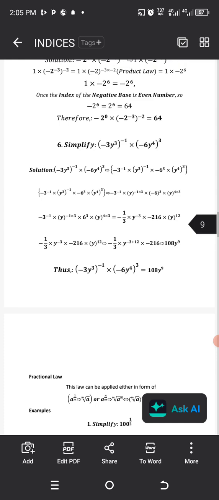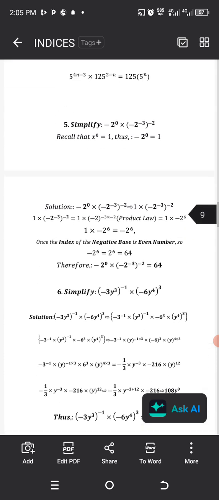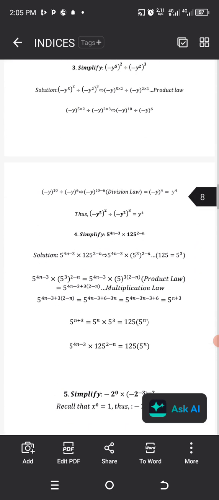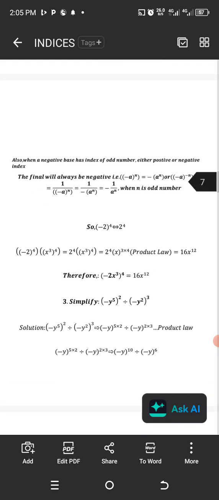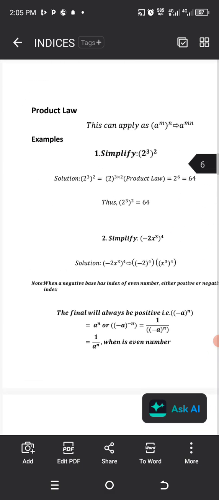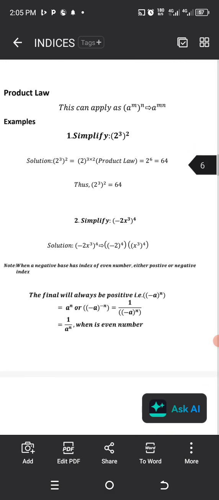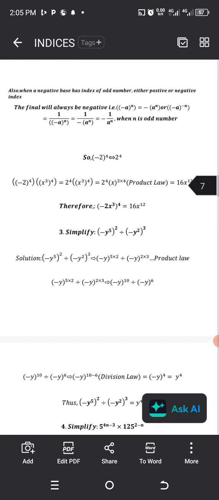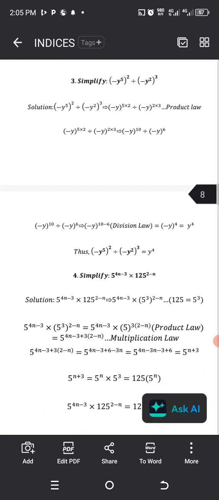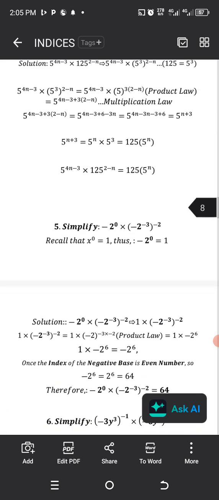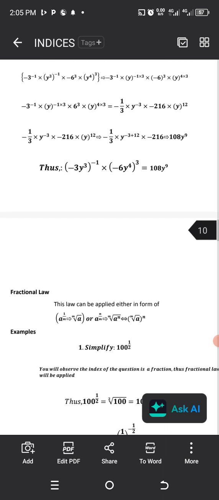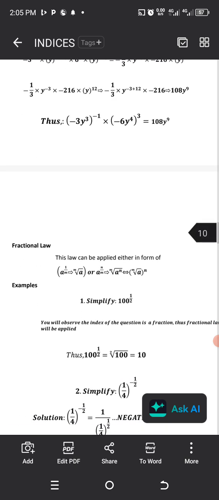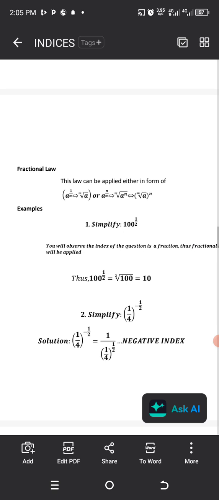So now, let me just zoom the product law. Let me zoom it out to check through. You can check through. Let me zoom in a little bit to have a better view. So see, this is all about product law. Actually in any question given, there is a tendency that we will be applying almost all the laws in the aspect of indices. So now we are moving to fraction law.